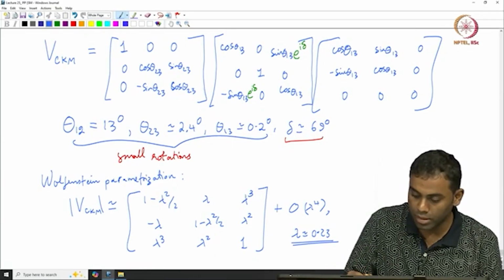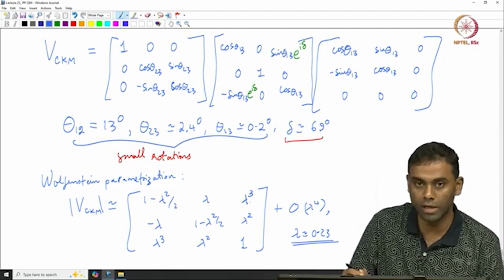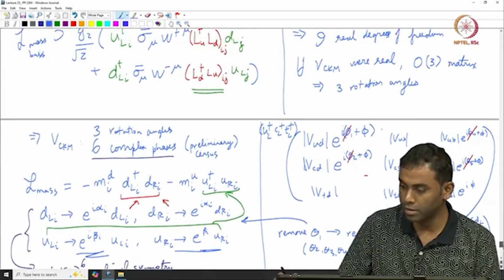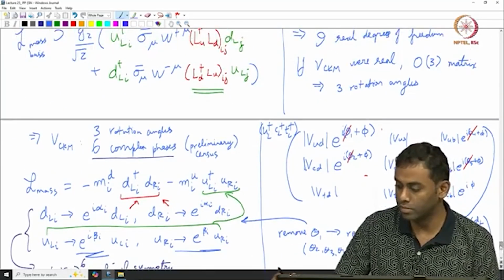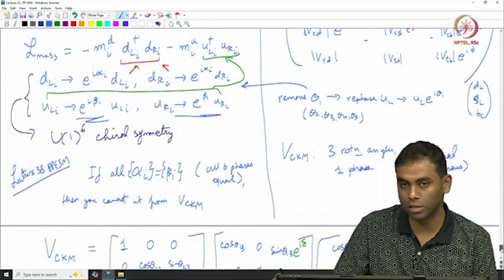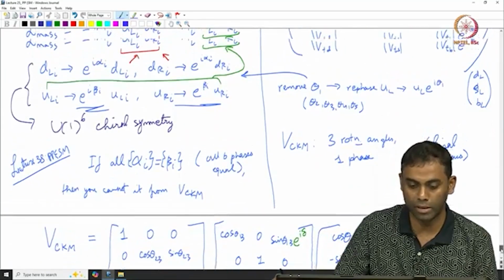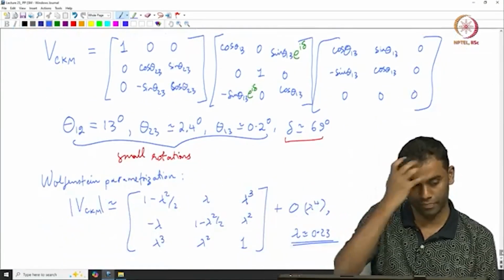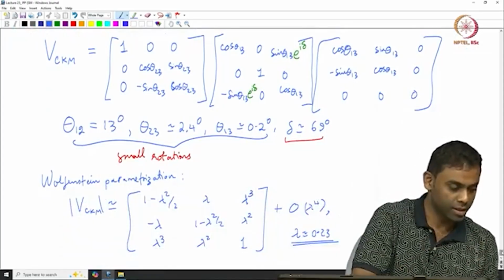And then when you look at terms like lambda cube, that tells you that there is again very little mixing between the up and the bottom quark, basically the up and the bottom, that is an almost diagonal coupling in the W interactions and so on.